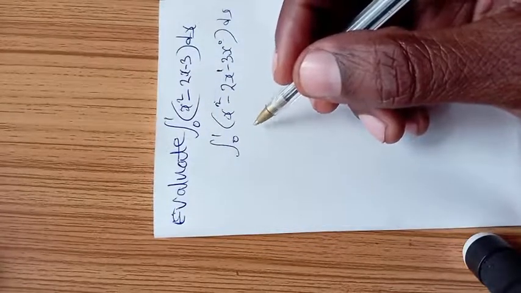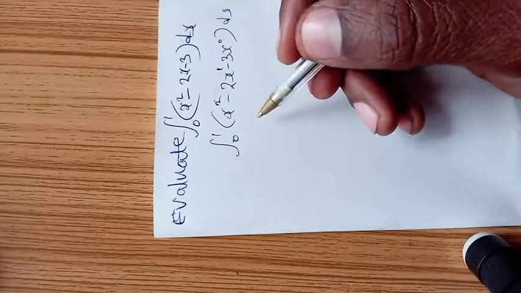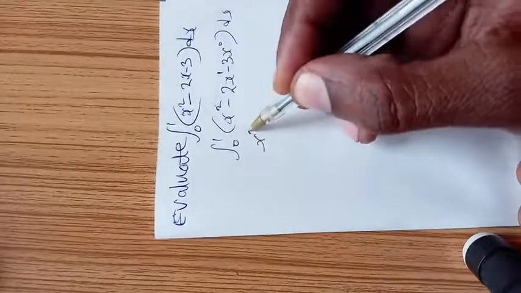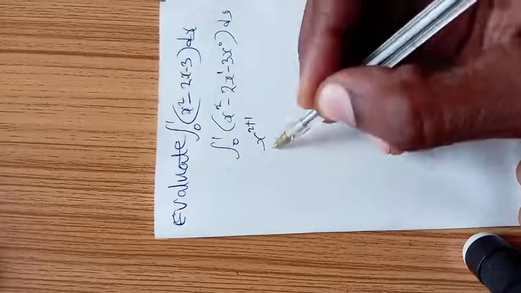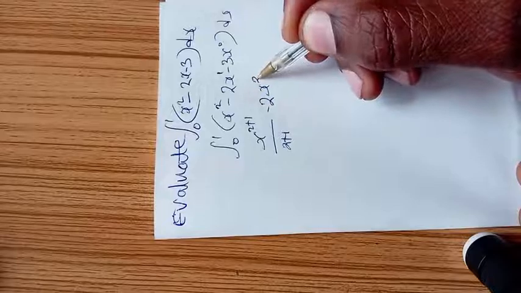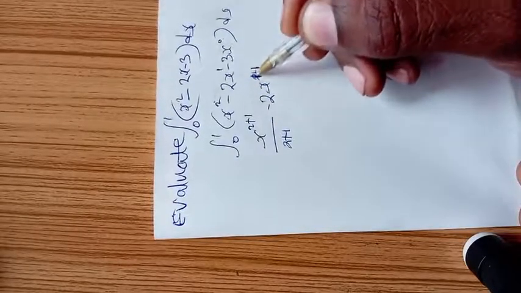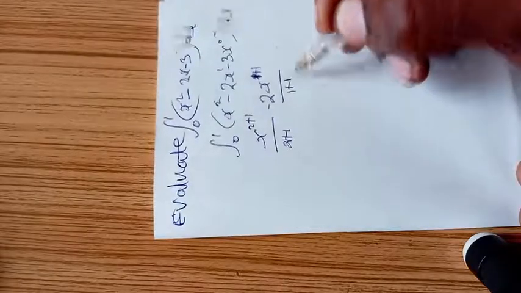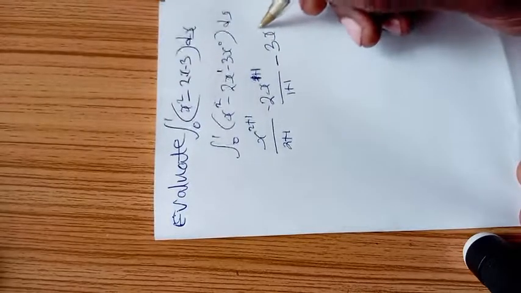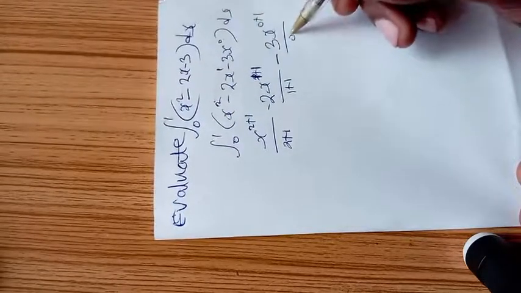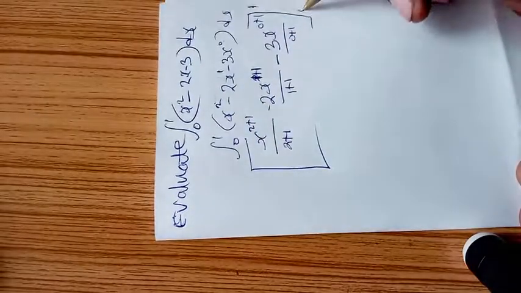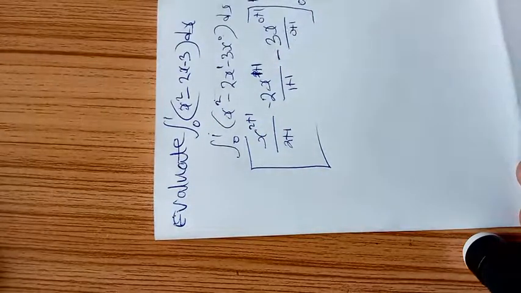So under integration, we add 1 to the powers, and the same power we divide by. So let's do it. x to the 2 plus 1 over 2 plus 1, minus 2 x to the 1 plus 1 over the same 1 plus 1, minus 3 x to the 0 plus 1 over the same 0 plus 1. Then you use these brackets, and here we have a 1 and a 0, the limits we had.